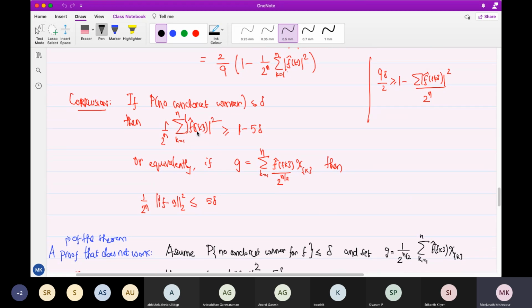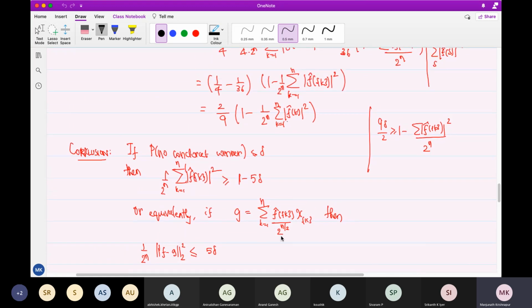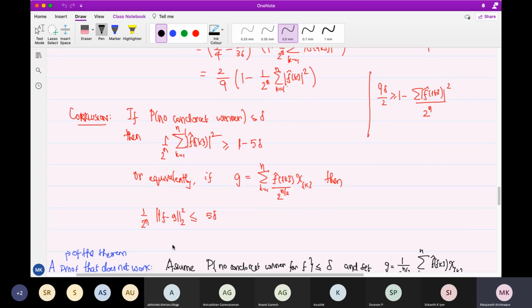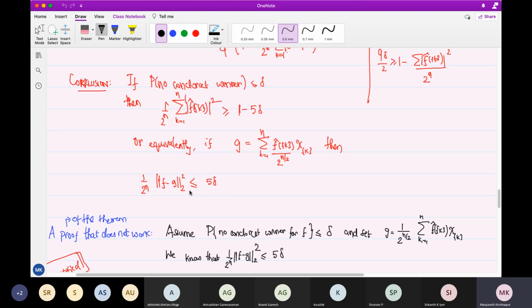Another way to say it is that if you take g to be the function built out of f by keeping only the singleton Fourier coefficients and removing all the other Fourier coefficients, then g and f are close in L2 norm squared. That f minus g, L2 norm squared over 2 to the n, is basically the sum of squares of all the remaining coefficients divided by 2 to the n. So that will be at most 5 delta, since f has L2 norm squared 2 to the n. So this is something that we already know.